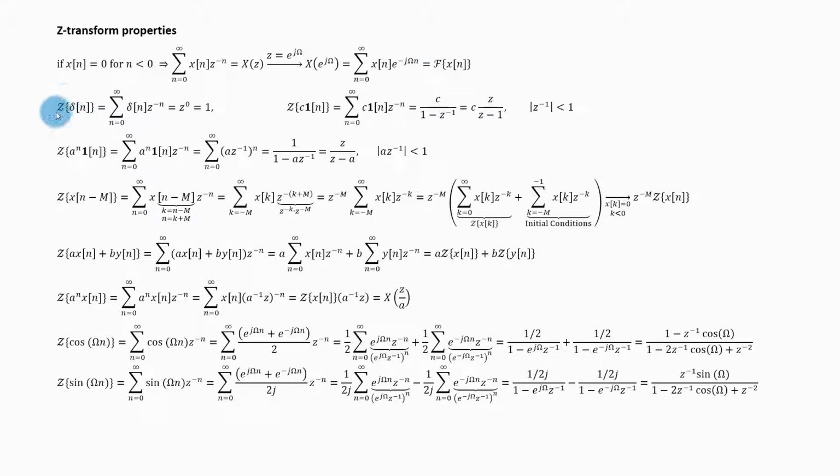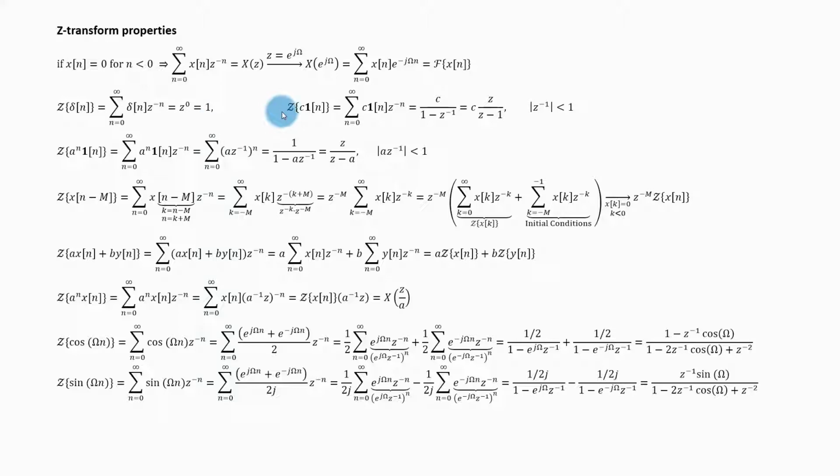Next, the Z-transform of the Dirac delta pulse. When you substitute into the definition formula and use the fact that the Dirac delta pulse is 0 everywhere except at n is equal to 0, where it is 1, you will get this result. So the Z-transform of the Dirac delta pulse is 1.